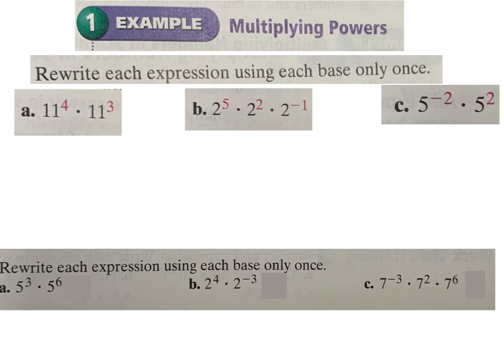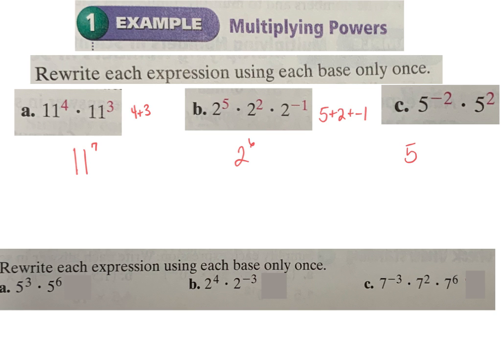So let's look at the first example. Rewrite each expression using only the base once. So we're going to just rewrite them. We want to leave it in base 11, but we are going to say 4 plus 3 there. So that would be 11 to the 7th power. Here, using the base 2, we are going to add the 5 plus the 2 plus the negative 1, and we will get 2 to the 6th.